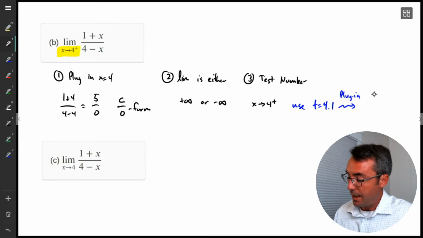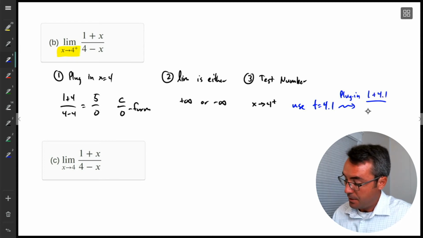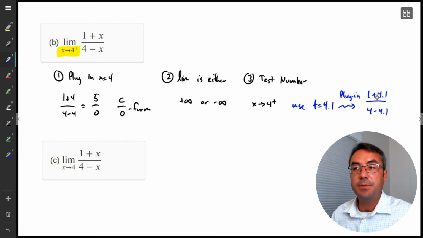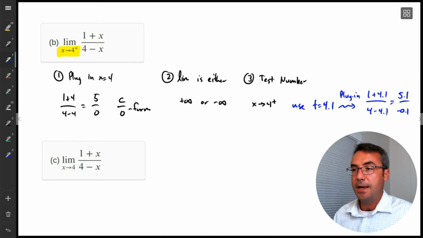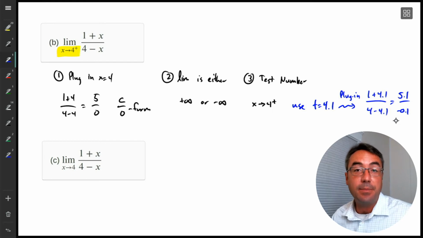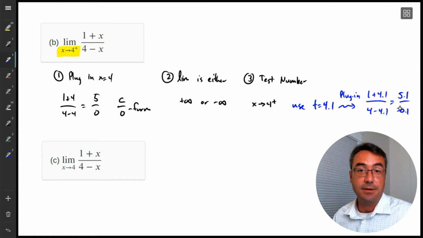And what do we get when we do that? Well, we get 1 plus 4.1 divided by 4 minus 4.1. And if we do the arithmetic there, we get 5.1 divided by negative 0.1. And so we get a positive number divided by a negative number. And what that means, when we have a positive divided by a negative, the result is negative.